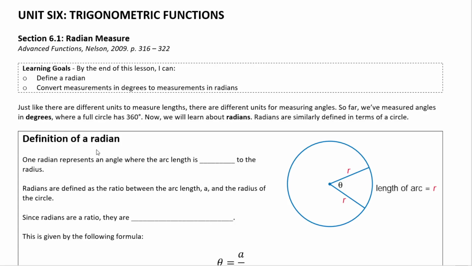In this lesson, we're going to be looking at radian measure, which is a way to measure angles differently than in degrees. So by the end of this lesson, you should be able to define a radian and convert measurements in degrees to measurements in radians.